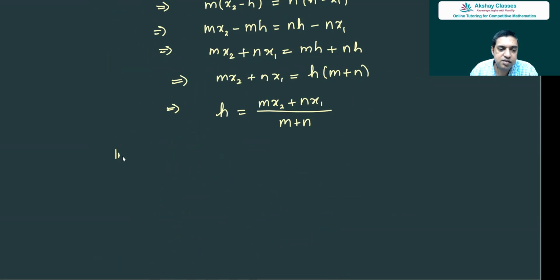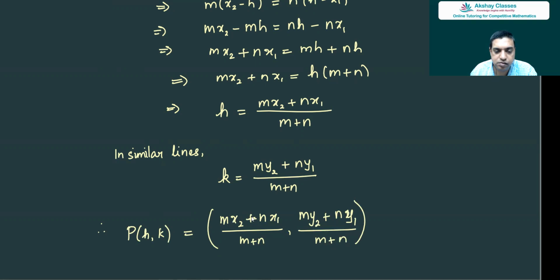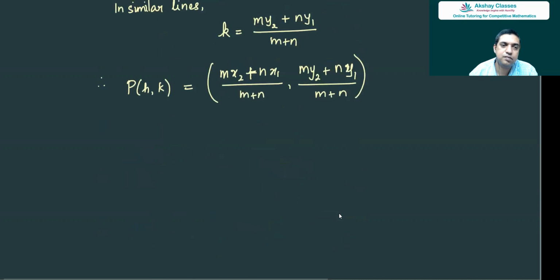So on similar lines, you can try this. You should try. Your concepts will strengthen if you try this. In similar lines, k can be found out to be (m y2 plus n y1) by (m plus n). Therefore, P(h, k) is (mx2 plus nx1) by (m plus n), (m y2 plus n y1) by (m plus n). So this is the section formula for internal division.